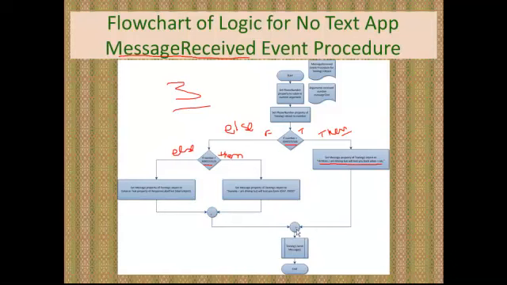And when I've made a decision what my text will be based on this nested if, then I'll go ahead and execute the send message method of the texting one object. And that concludes my message received event handler.